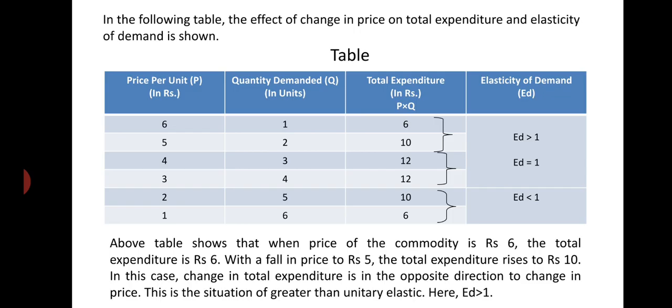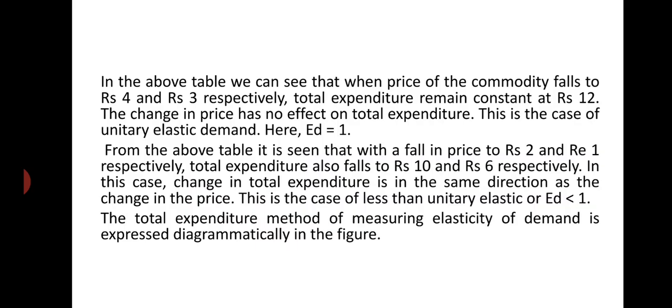After that, when the price of the commodity falls to 2 rupees and 1 rupee respectively, the total expenditure also falls to 10 rupees and 6 rupees respectively. In this case, total expenditure changes in the same direction as the change in price. This is the case of less than unitary elastic demand, or ED is less than 1.